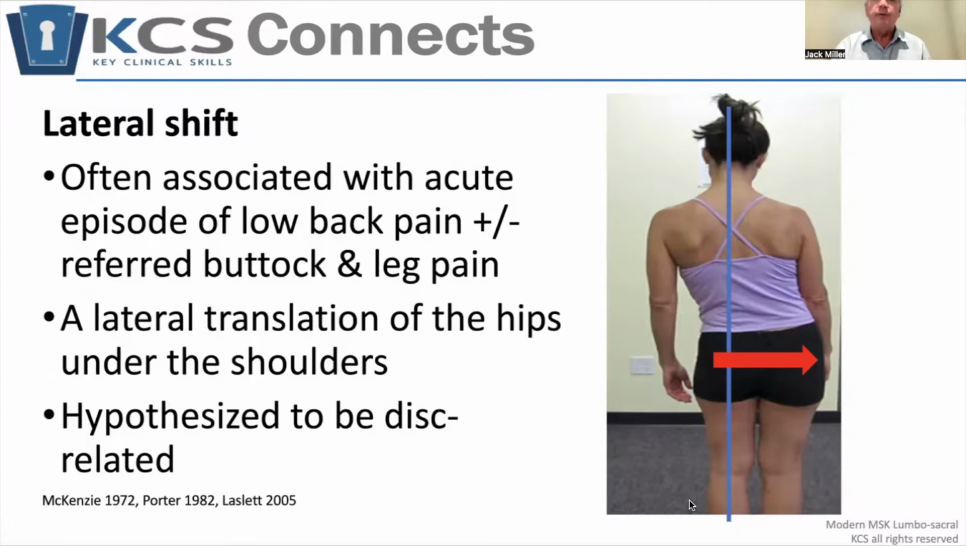So the lateral shift is often associated with acute episodes of low back pain. There may also be referred buttock and/or leg pain as well. The important point here, and we'll discuss this more in a few moments, is that this is a lateral translation of the hips under the shoulders, possibly also the shoulders on top of the hips, or a combination of these two. And it is hypothesized to be disc related, but at this point, we're still not quite sure.